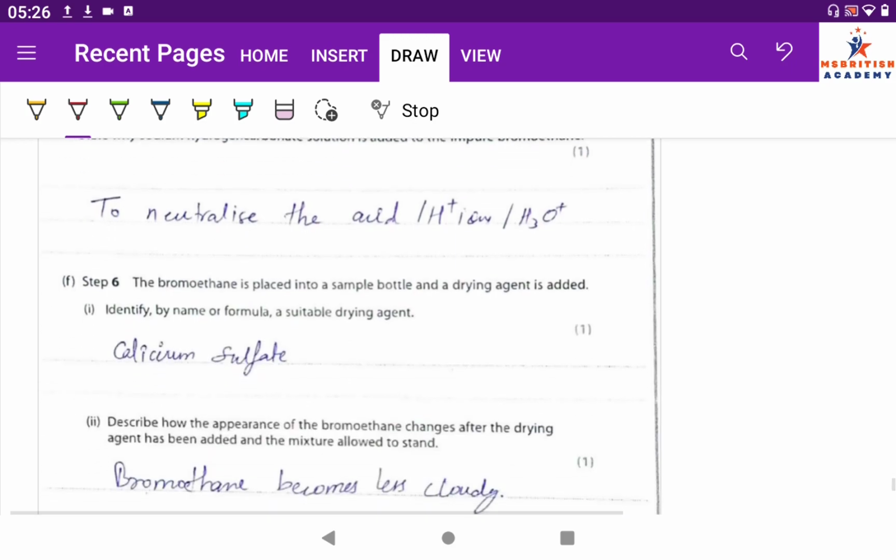The step 6. The bromoethane is placed into a sample bottle and a drying agent is added. Identify by name or formula a suitable drying agent. So you can use calcium sulfate, and you can use others also, like silica gel. Then you can use calcium chloride CaCl2. Okay, you can use one of these drying agents. So I have written here calcium sulfate is also a drying agent.